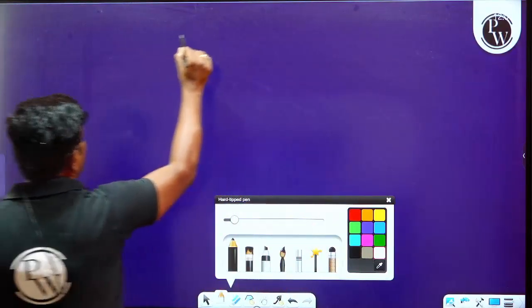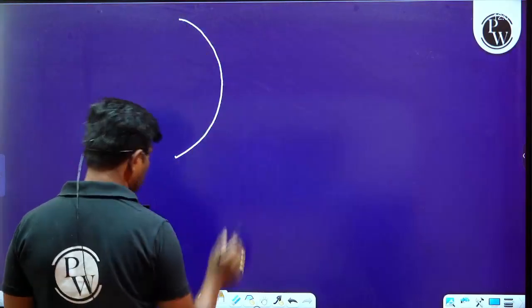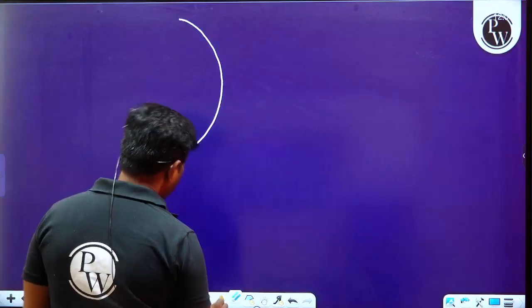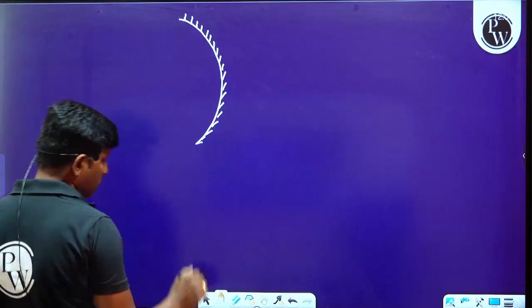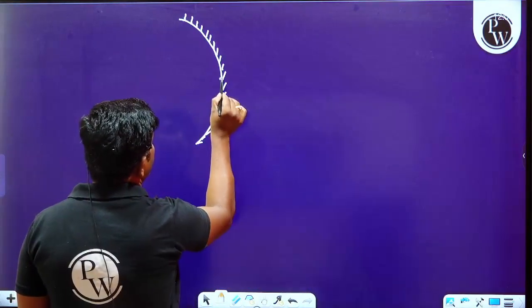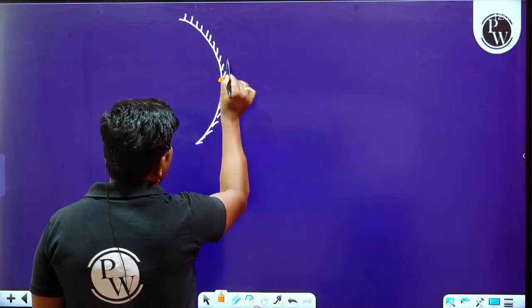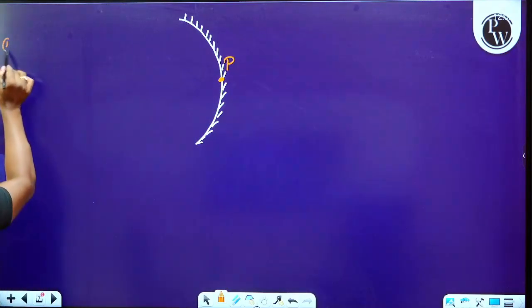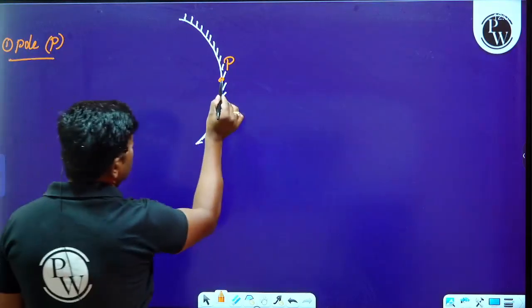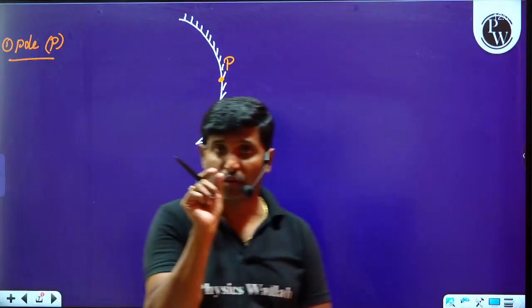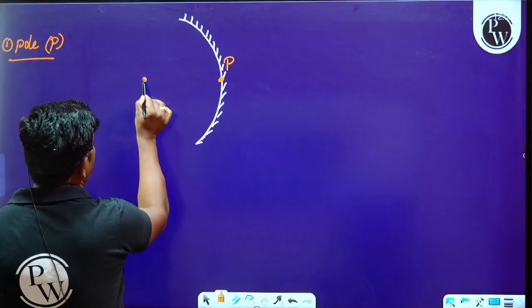Whatever things we learn for a concave mirror, the same things will be repeated for the convex mirror also. So please look at the board carefully. The geometric center of the mirror is called the pole. What is the pole? The pole is usually represented by capital letter P.